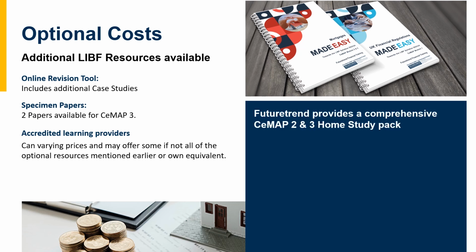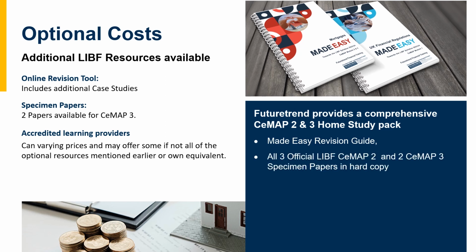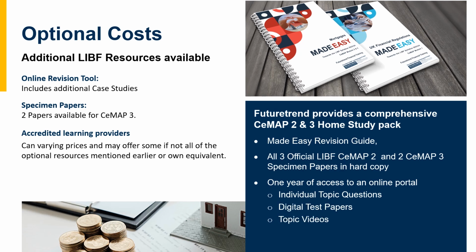For instance, Futuretrend provides a comprehensive CeMAP 2 and 3 combined home study pack, including a Made Easy revision guide, all 3 official LIBF CeMAP 2 specimen papers and the 2 CeMAP 3 papers in hard copy, and 1 year of access to an online portal with individual topic questions, digital test papers, topic videos, audiobooks, and other valuable resources. This could save you on the optional costs as well as providing you with additional resources. Let's explore the different training options in more detail, offering insights into what might work best for you.